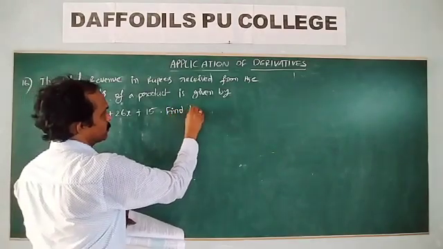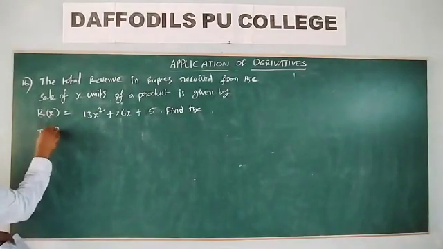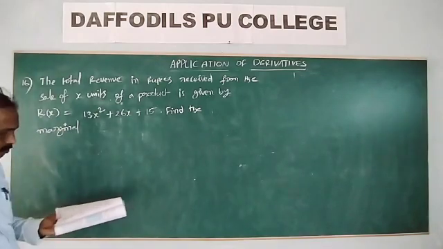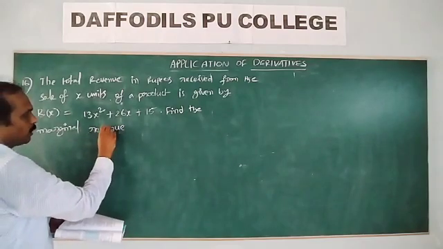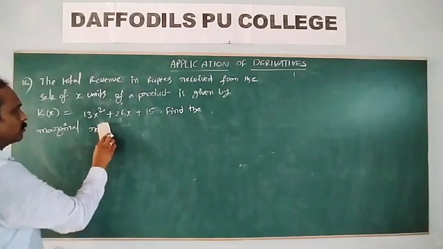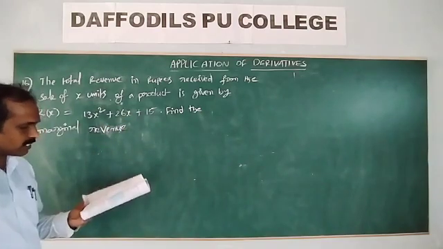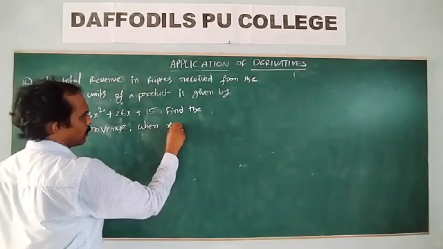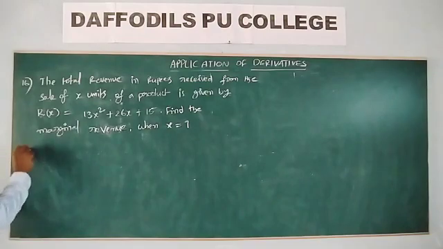Find the marginal revenue. Find the marginal revenue when x is equal to 7.